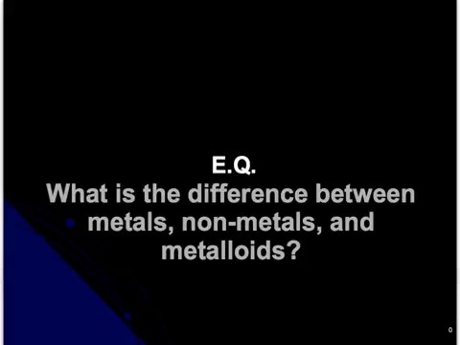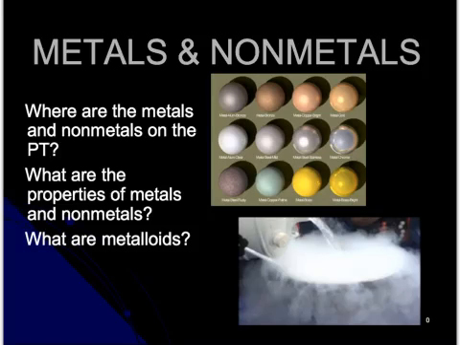Okay, your essential question: What is the difference between metals, nonmetals, and metalloids? We've spent a lot of time working on the periodic table, and now let's start classifying the elements into some bigger groups instead of just their families. Here we go. Where are the metals and nonmetals on the periodic table? We're going to find out. You don't need to write this, by the way.